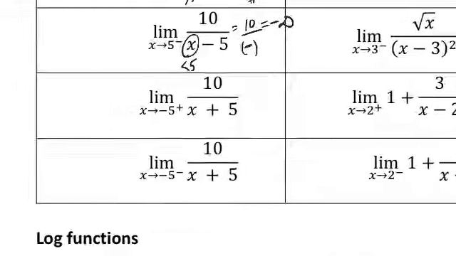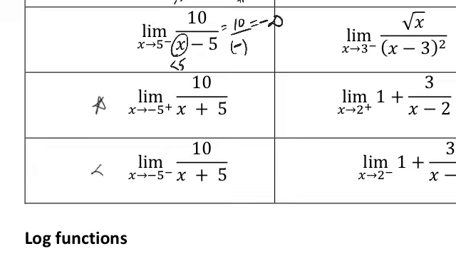Let's maybe pause the video and think through these two. Now you're approaching negative 5, and you've got to think about which case gives you a positive number on the bottom and which case gives you a negative number.